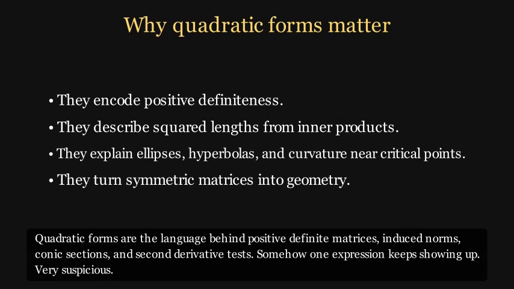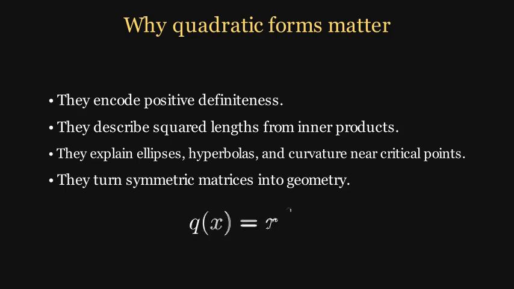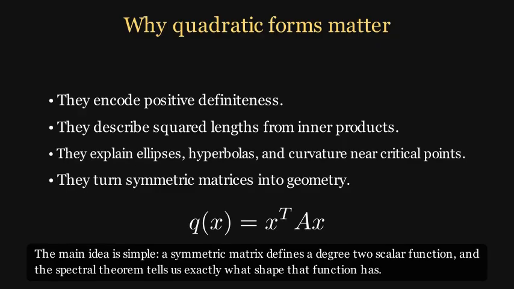Quadratic forms are the language behind positive definite matrices, induced norms, conic sections, and second derivative tests. Somehow one expression keeps showing up. Very suspicious. The main idea is simple. A symmetric matrix defines a degree 2 scalar function, and the spectral theorem tells us exactly what shape that function has.